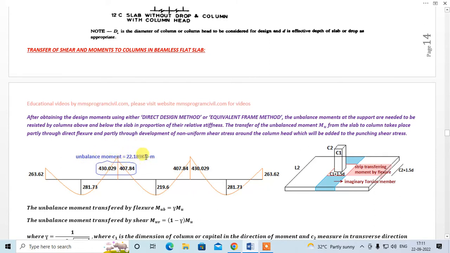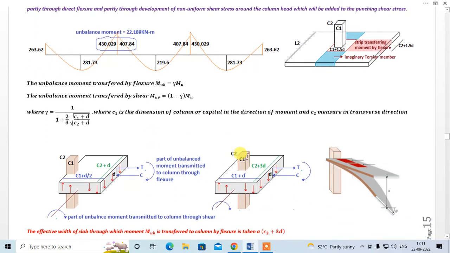That is 22.189. Okay, that is what we get over here. Now this unbalanced moment has to be transferred to the column, that is the column above the joint and below the joint, and that moment will be taken by this column according to their stiffness, right?